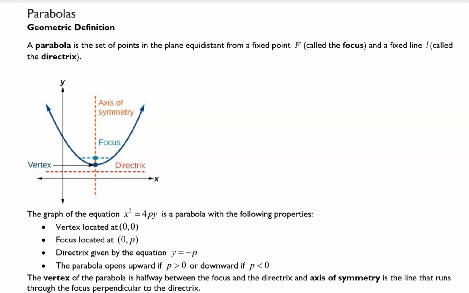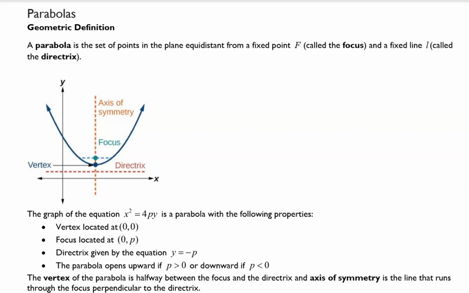Hi everyone, today we're going to be talking about parabolas. Now you've probably seen parabolas before in a pre-calculus class or an intermediate algebra class, but when we're talking about conic sections, a parabola looks slightly different in that we're talking about more characteristics of the parabola.